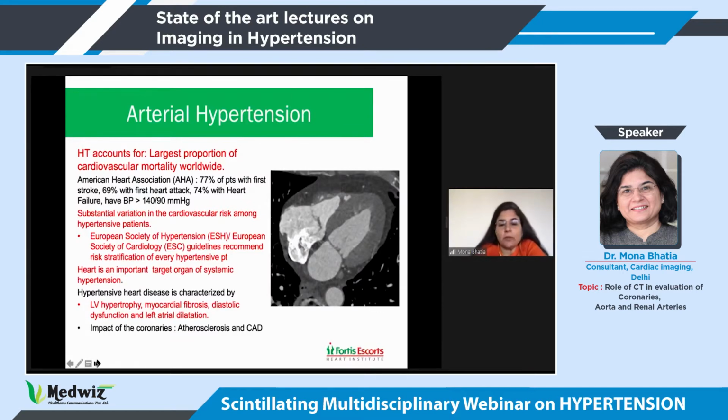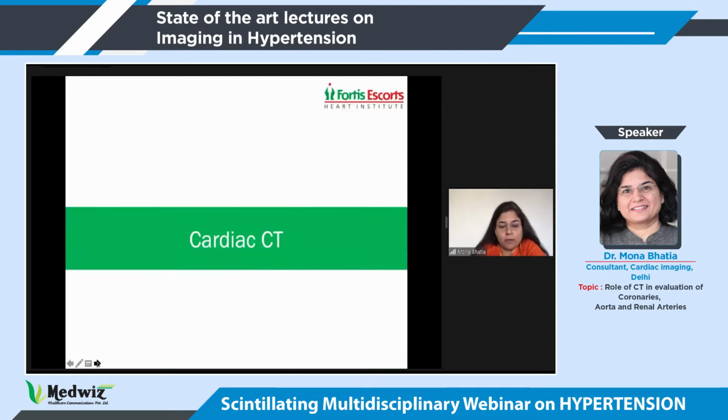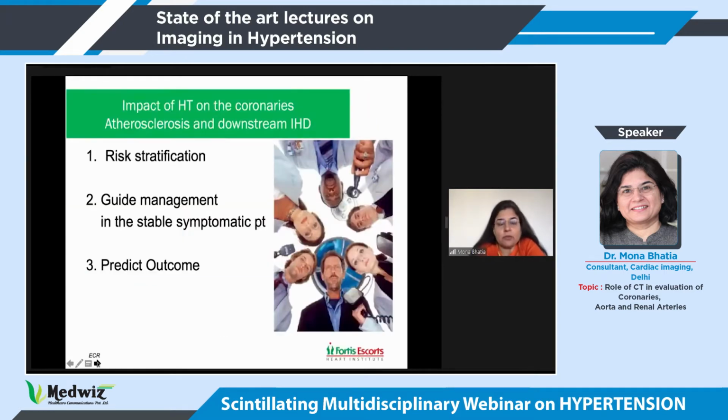And the heart, we know, is an important target organ of systemic hypertension. While LV hypertrophy may be well seen together with LA dilatation on the CT, there are a few features that are better seen on both echo and MR. So let's start with the cardiac CT, which is my topic.